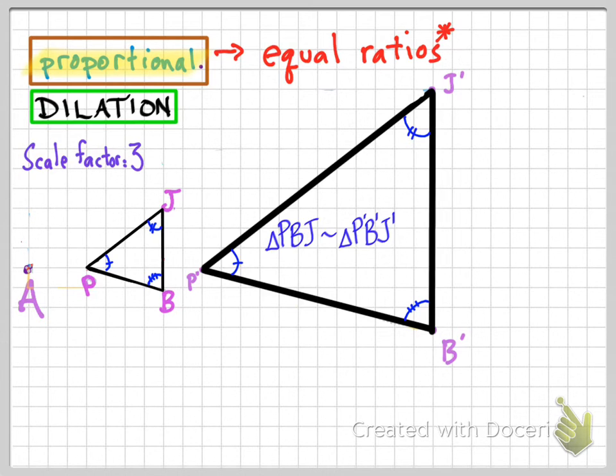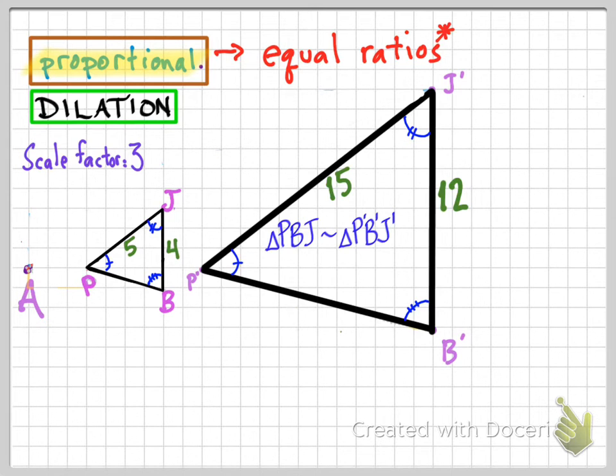That is dealing with the lengths of the sides, okay? So if I measure the length from J to B, I get 4 squares, and from J prime to B prime, I get 12 squares, just by counting the squares, okay? So now let's measure the other sides of the triangle too. Side PJ is 5, and side P prime J prime is 15.